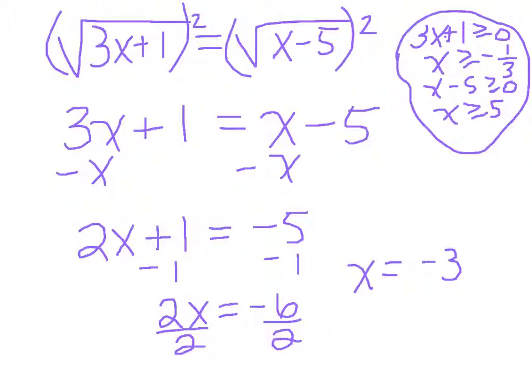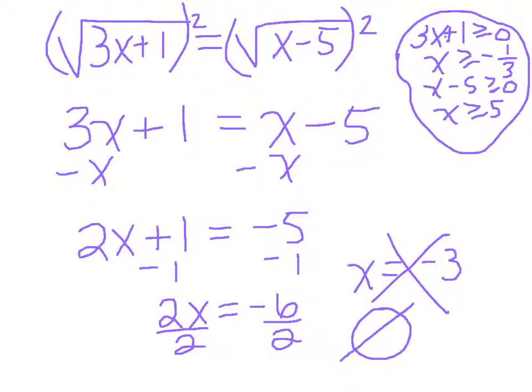The only other thing left to do is to go back up and check to see if this fits the domain restriction. So we're going to ask ourselves, is -3 greater than or equal to -1/3? -3 is not greater than or equal to -1/3. It does not fit that domain restriction. And -3 is not greater than or equal to 5 either. So it doesn't fit either of the domain restrictions. So it is not really a solution. So in this case, this particular equation has no solution.